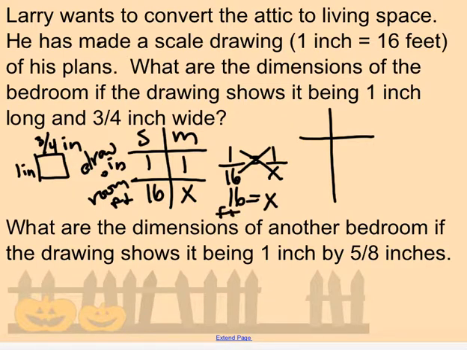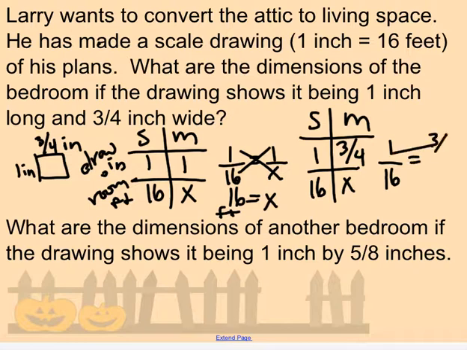Now we need to know the other side length. We're going to do 1 to 16, same rows as before for our scale and measure, same columns, but instead of 1 inch, our side length is actually 3/4 of an inch. So we can say 1 to 16 is equal to 3/4 over x. We can cross multiply so that we get x is equal to 16 times 3/4. That 16 we can put over 1 to show as a fraction.